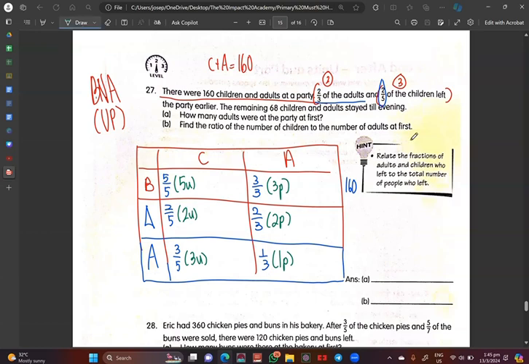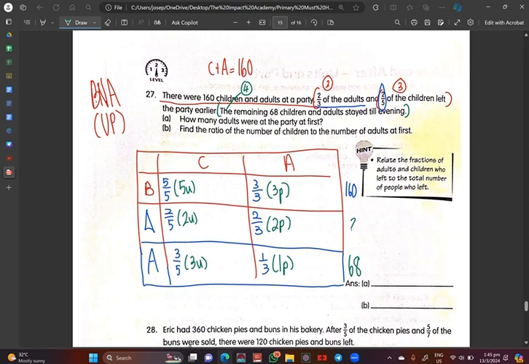So when you get to here, okay, continue with sentence number 4, right? Sentence number 4 says the remaining 68 children and adults stayed till evening. So the remaining is in the after. Now from here itself, once you see this, you can find out what this is already, because how did I get from 160 to 68? That's the biggest question that you need to ask yourself. All you need to do is really just 160 minus 68. So this part is 92. This means that these 92 people left the party earlier.